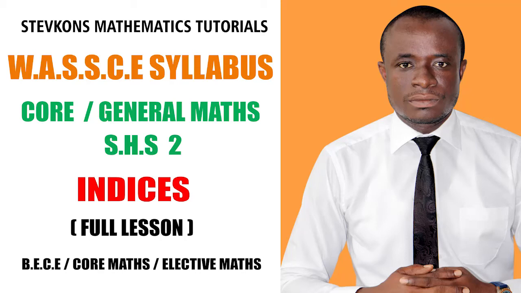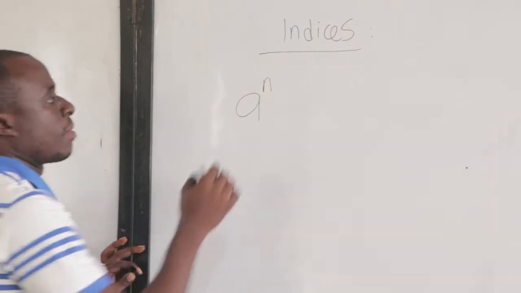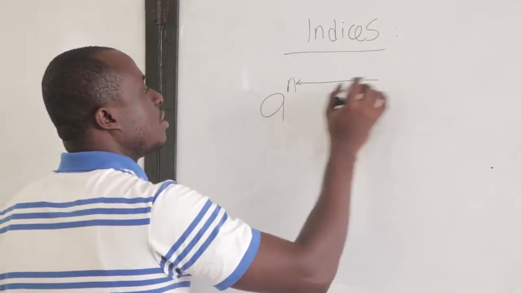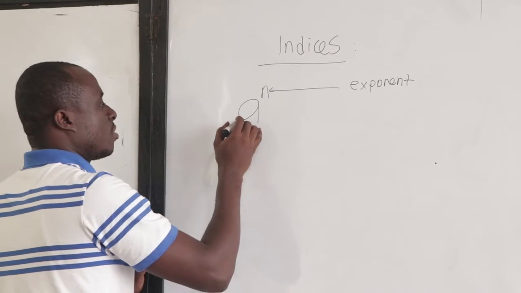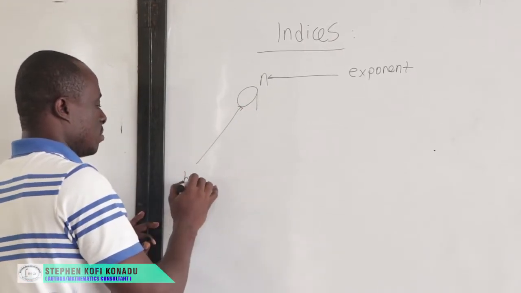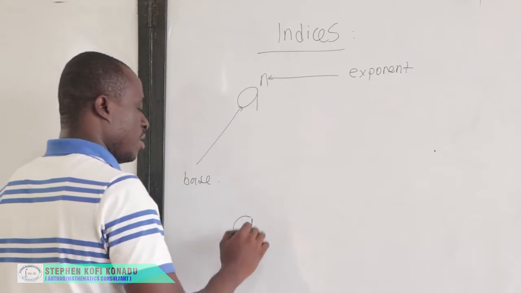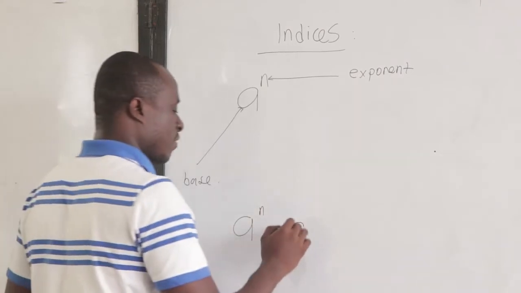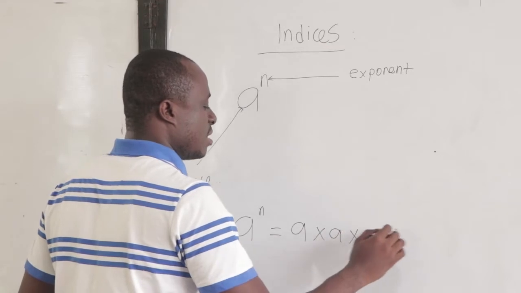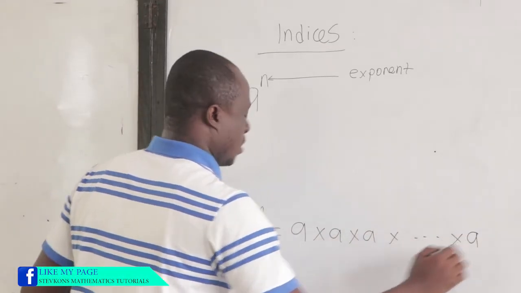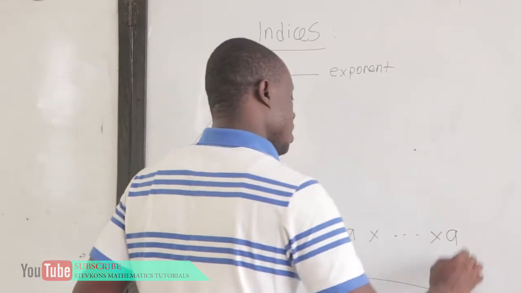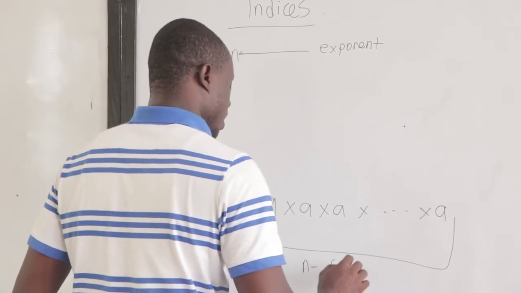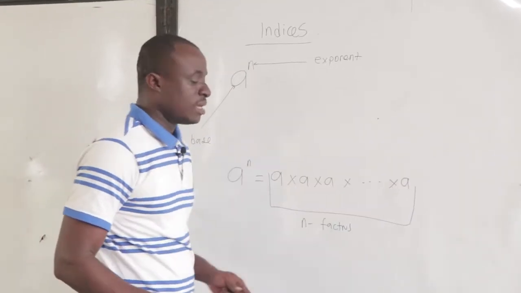Today our topic is indices. Now, if you have a to the power n, we call n the exponent, and we call a the base. And if you have a to the power n, this means that you have a times a times a times. It means that this a is multiplying itself n times, or all that we are saying is that you are multiplying this a, n factors.